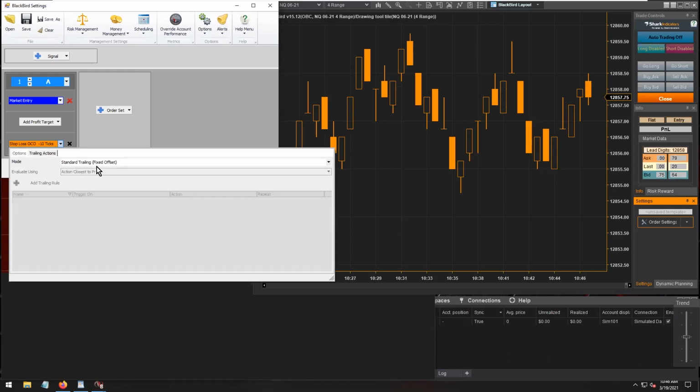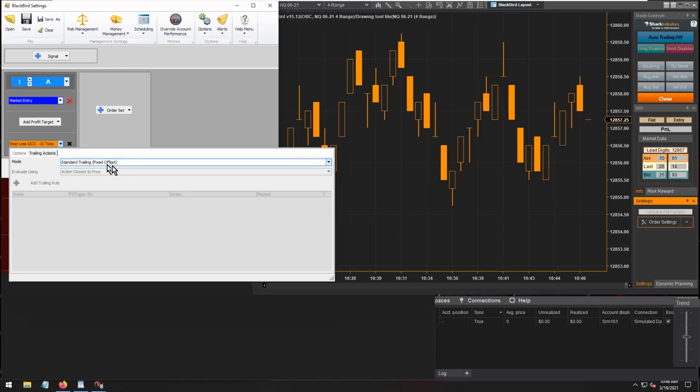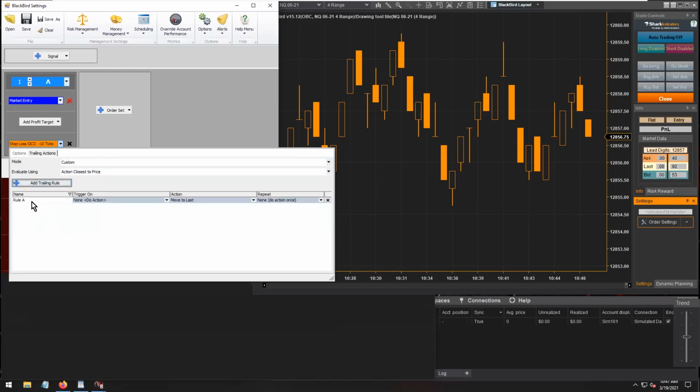So this standard trailing would be a 20 tick fixed offset, and it's not going to move. But most people want to use BlackBird so that they can create and mix and match their own custom trailing stop losses here. So we'll put it on custom, and let's add a trailing rule here. And then let's give this a name here.